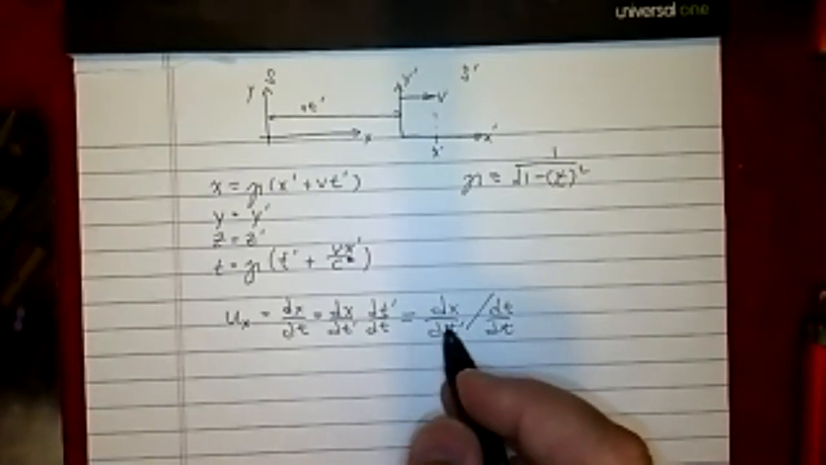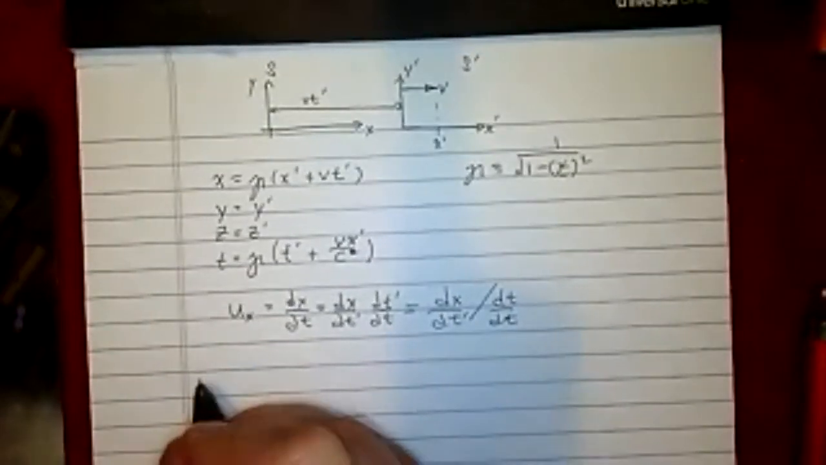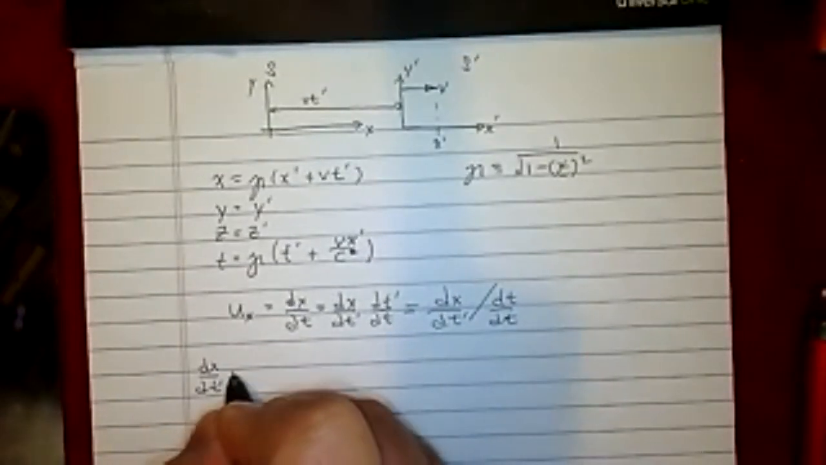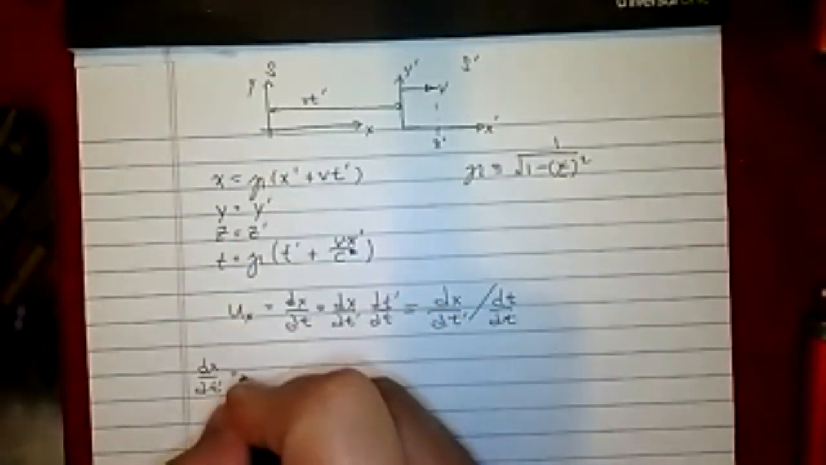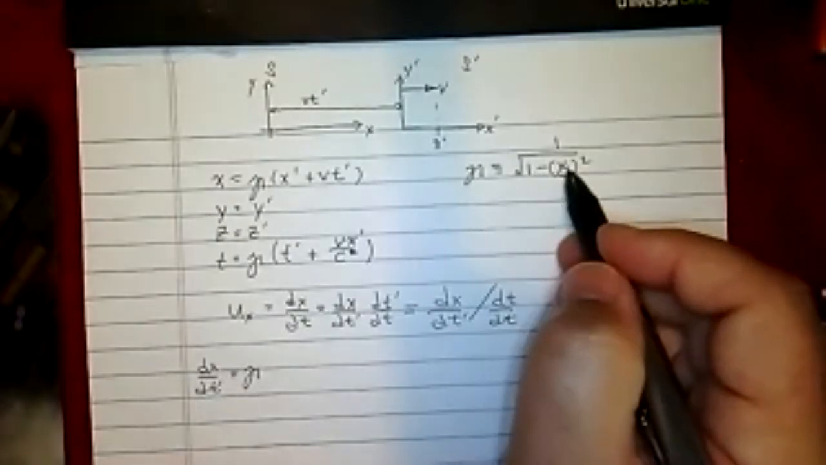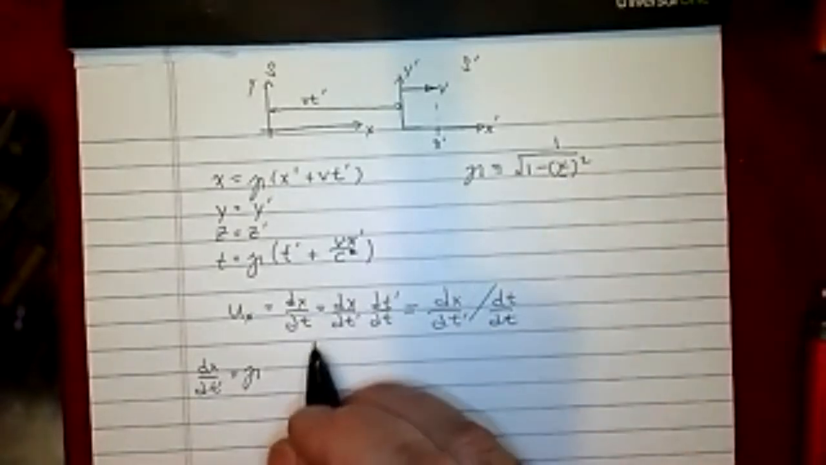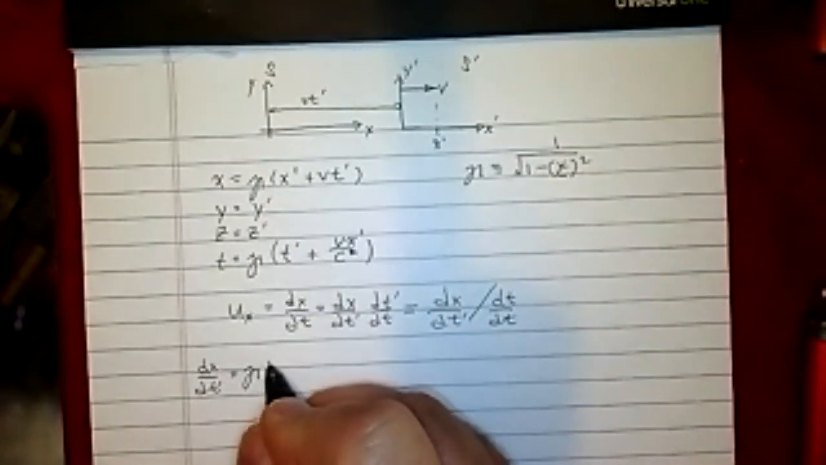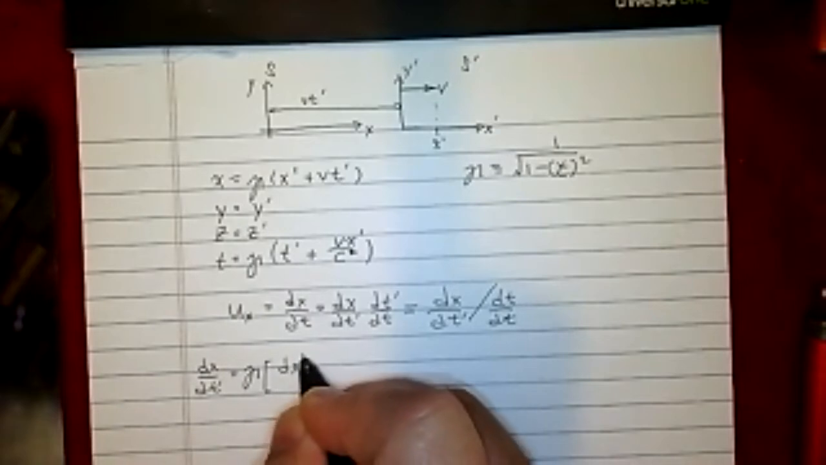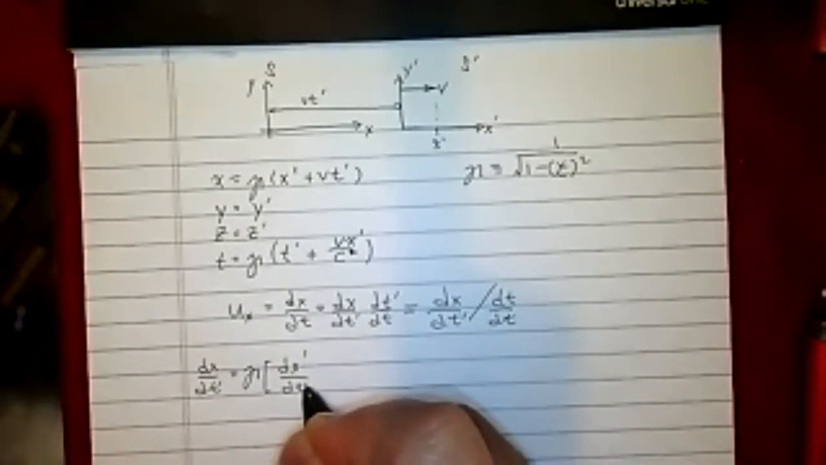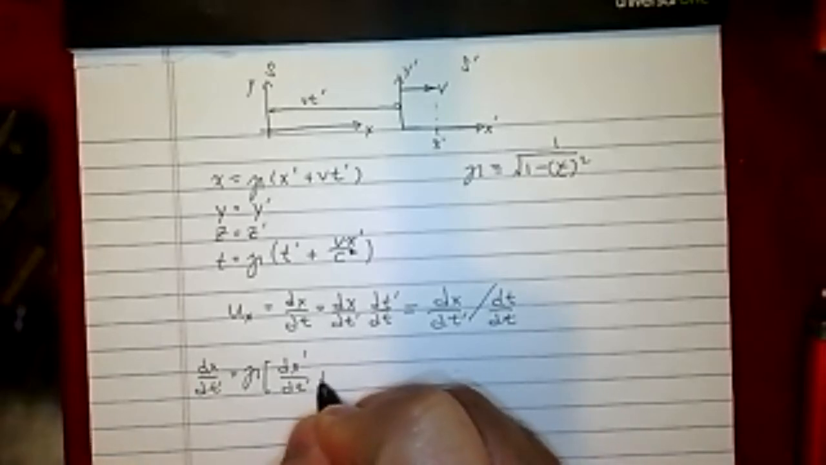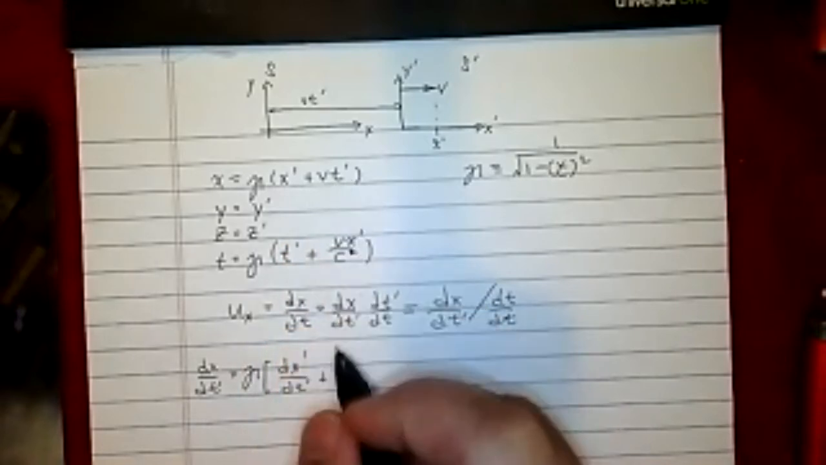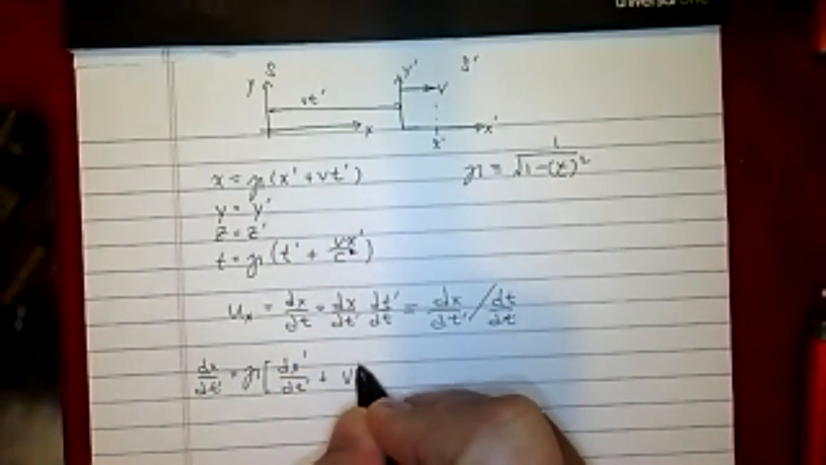So let's handle this dx over dt prime first. dx over dt prime is equal to, I'm taking the derivative of this with respect to t prime. Obviously, the gamma is just a constant because it only depends on v and c and square roots. But when we hit this other term, we get dx prime over dt prime, which is the very definition of u sub x prime, plus v times dt prime, which is just going to be v.